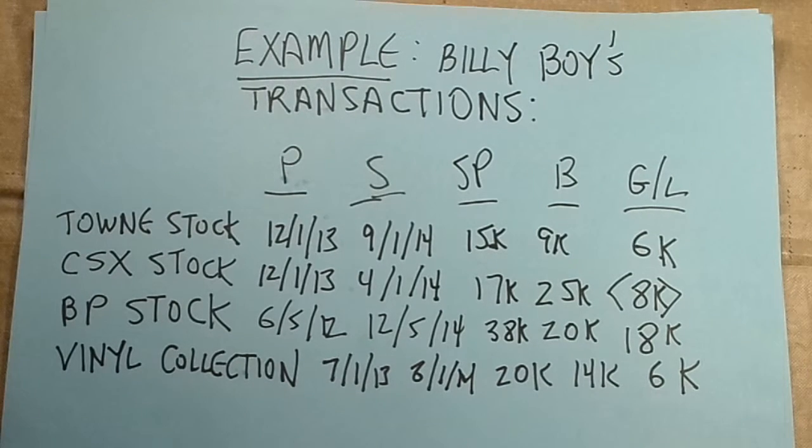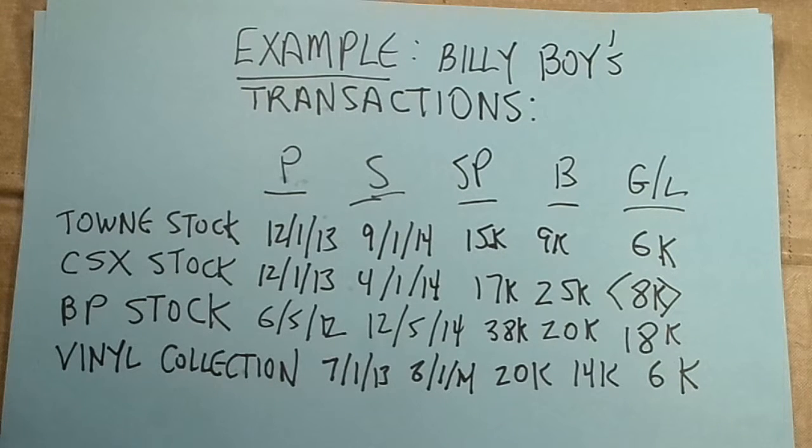Billy Boy also sold some BP stock. Now look carefully at this. This stock was purchased on June 5th, 2012 and sold on December 5th, 2014. So this is long-term stock. And the sale price was $38,000. The basis was $20,000. So Billy Boy actually had an $18,000 long-term gain.